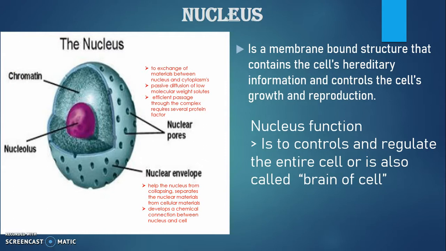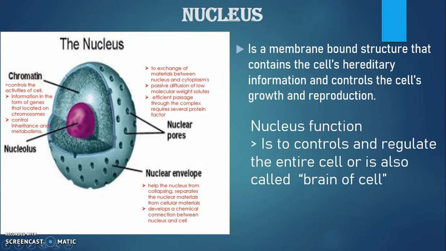Another is the chromatin. Chromatin is a complex of DNA and proteins that forms chromosomes within the nucleus of the eukaryotic cell. And the function is to control the activities of the cell, with information in the form of genes that are located in the chromosomes, and to control inheritance and metabolism.